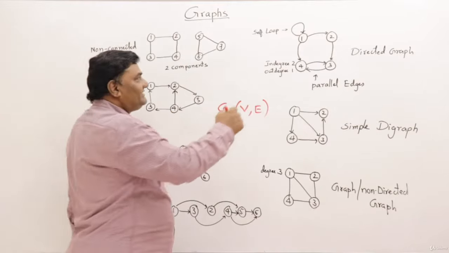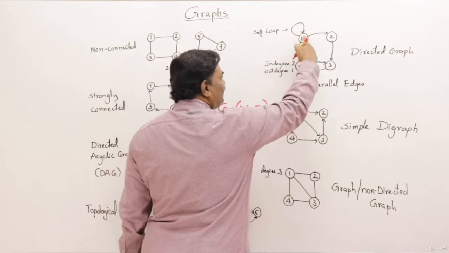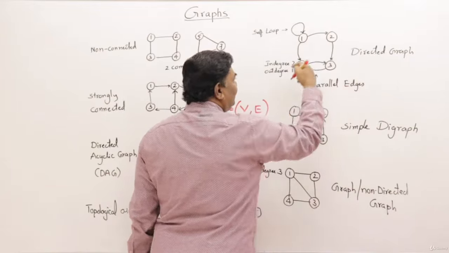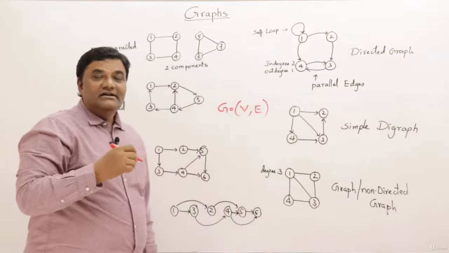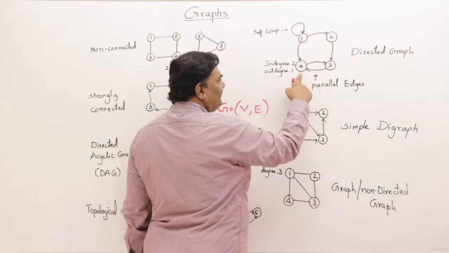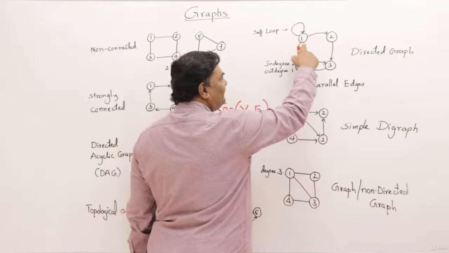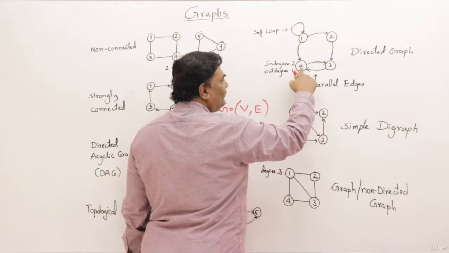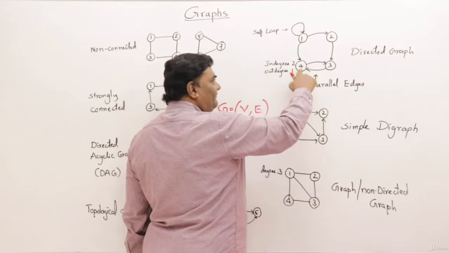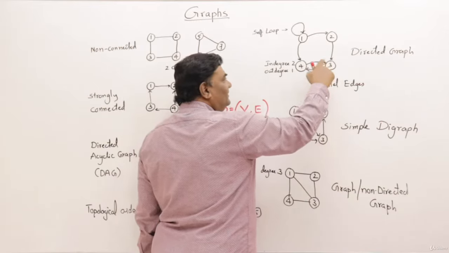Let us start with the first example. See, this is a directed graph. If the edges have direction, then it is called a directed graph. There is an edge coming out from 1 and connecting to 4. So this is outgoing from 1 and incoming on 4. Outgoing from 4 and incoming on 3. So it is incident from 4 and incident on 3.